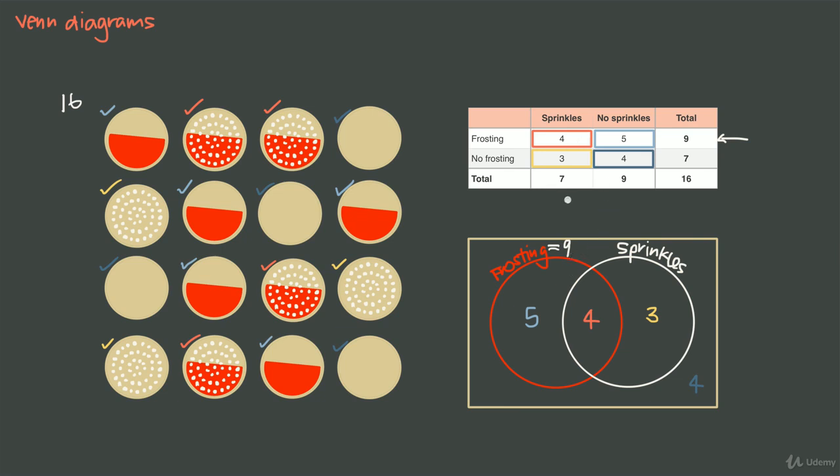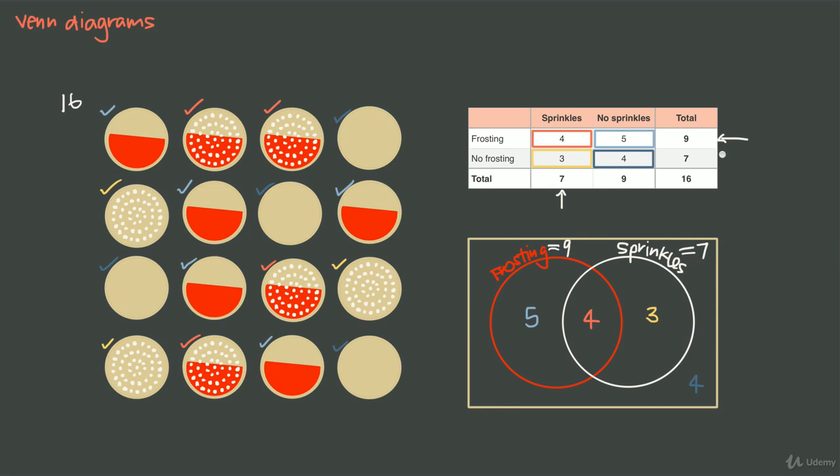If I want to see the total number of cookies that have sprinkles, that's 7. Well, I just look at all of the numbers that fall inside of my sprinkles circle. That's 4 and 3. The 4 and the 3 are both somewhere inside of my sprinkles circle. So 4 plus 3 is 7, and I can say that there are 7 total cookies with sprinkles.